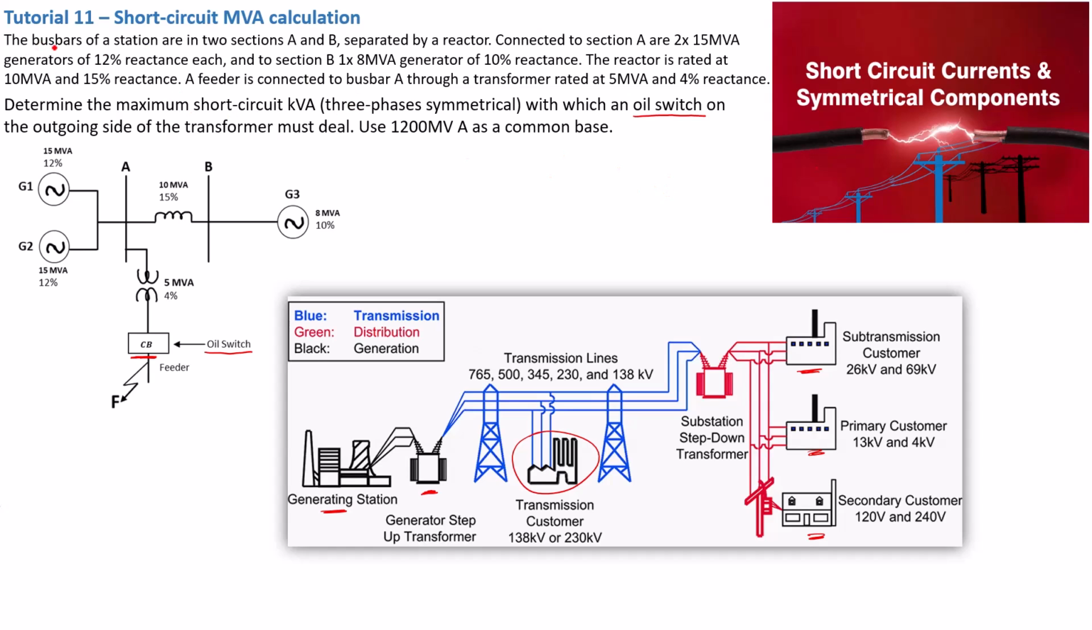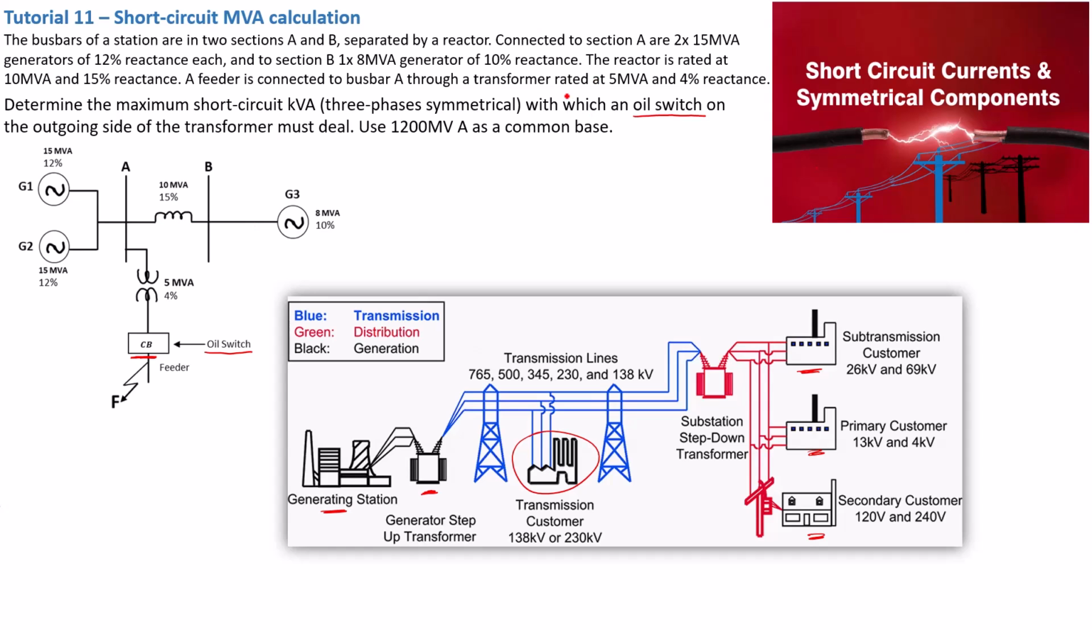So we've got the bus bars of a station in two sections, A and B, as we can see, separated by a reactor, right? So this is a reactor. Now I've done a nice tutorial recently on reactors. You have to watch that tutorial. That's going to give you a very good insight into how reactors work. Now we can see this is a bus bar reactor because the reactor is connected between two bus bars.